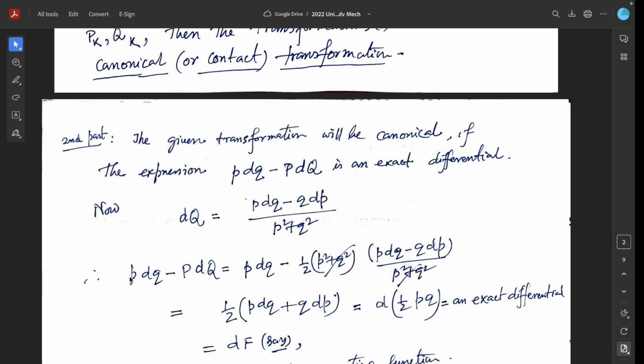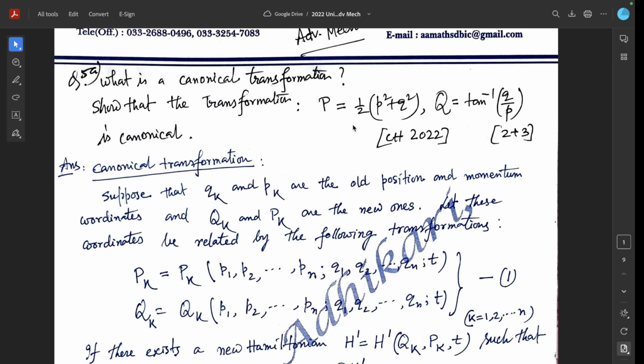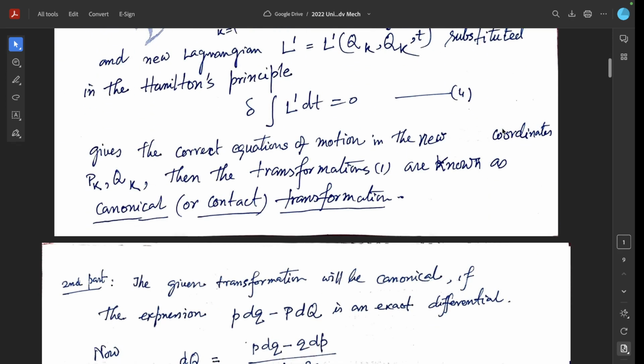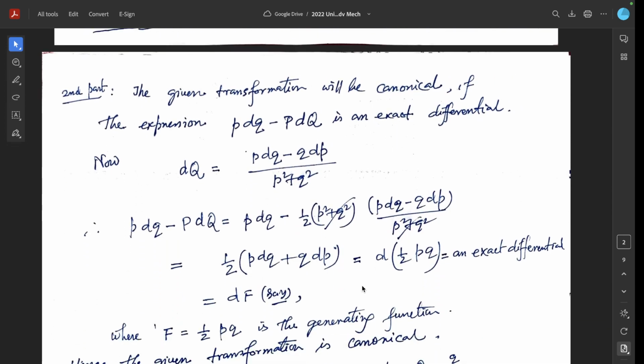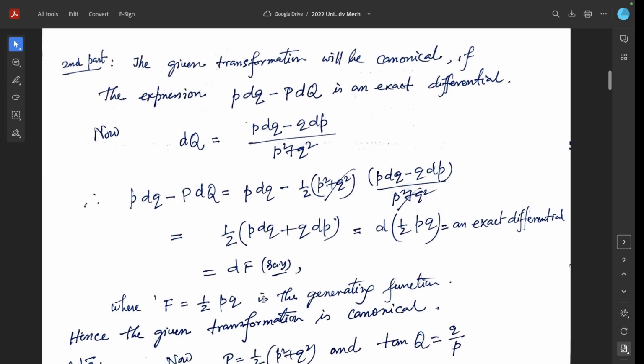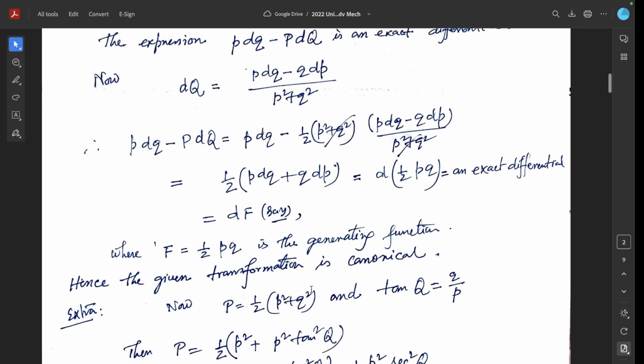And p dq minus P dQ, where this capital P equals half of (p² plus q²), times 1 by (1 plus q² by p²). After simplification, we get d of half pq. This is an exact differential, df, where this f is a generating function equal to half pq. Hence, the given transformation is canonical.